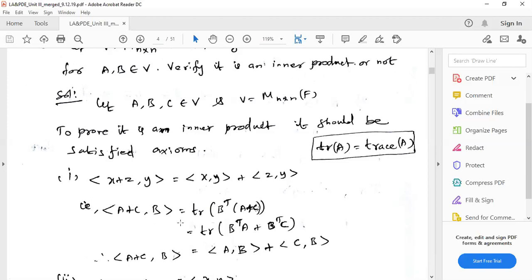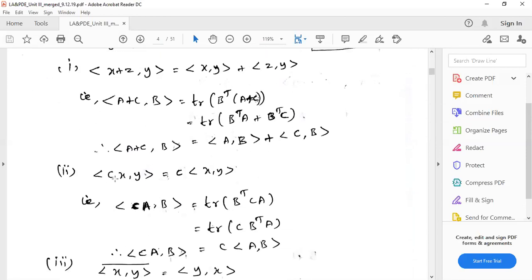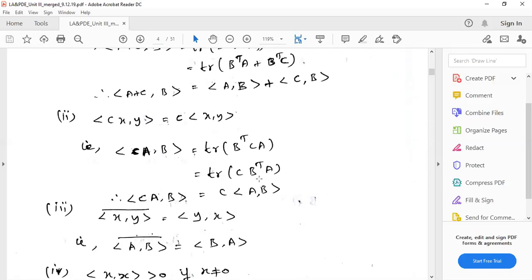That is, inner product of A plus C comma B is equal to trace of B transpose times A plus C, that is trace of B transpose A plus B transpose C, that is inner product of A comma B plus inner product of C comma B. And the second condition: inner product of cx comma y is equal to c times inner product of x comma y. That is, inner product of cA comma B is equal to trace of B transpose times the constant c A, and this is equal to trace of c times B transpose times A. So this is equal to c times inner product of A comma B.